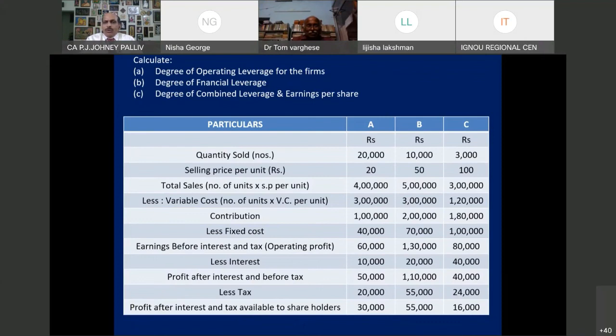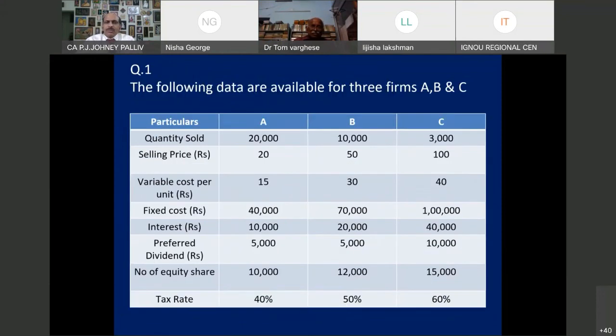So, first of all, we should know the formula for DOL, degree of operating leverage. DFL, degree of financial leverage. DCL, degree of combined leverage, and EPS, it is not the name of a political party, it is earnings per share, EPS, right. Now, the question is very simple, but the answer is not very simple. We have DOL, DFL, DCL. The information given is very clear. Now let us solve the problem.